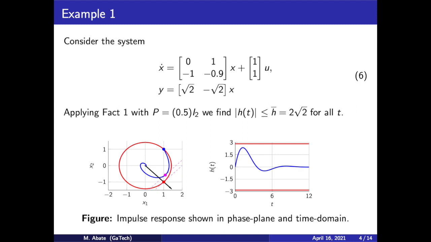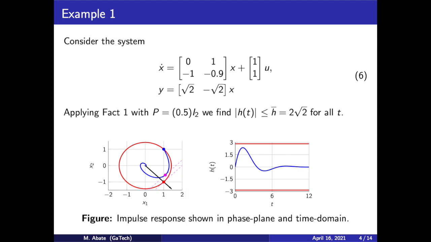Okay, so here we're considering the linear time-invariant system given as equation 6, and we're going to apply the procedure from the previous slide using a P matrix as a scalar multiple of the identity, which leads to a Lyapunov function for the uncontrolled dynamics. And when we apply this procedure, we get a global norm bound on h. So if we look at the time domain plot shown on the lower right, the blue trajectory, this is the impulse response of the system, and the red lines mark the norm bound achieved using this procedure.